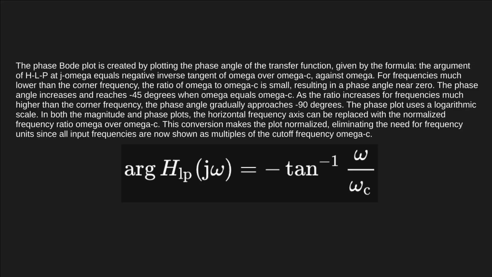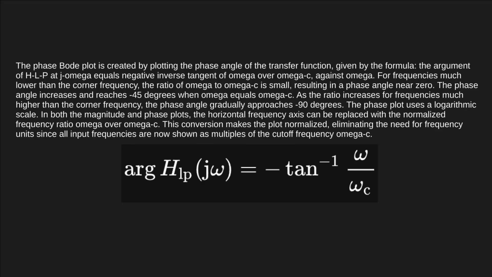The phase Bode plot is created by plotting the phase angle of the transfer function, given by the formula. The argument of H LP at j omega equals negative inverse tangent of omega over omega c against omega. For frequencies much lower than the corner frequency, the ratio of omega to omega c is small, resulting in a phase angle near 0. The phase angle magnitude increases and reaches 45 degrees when omega equals omega c. As the ratio increases for frequencies much higher than the corner frequency, the phase angle gradually approaches 90 degrees. The phase plot uses a logarithmic scale.